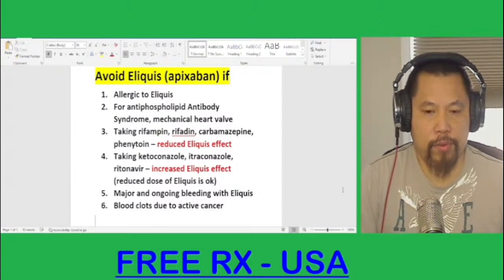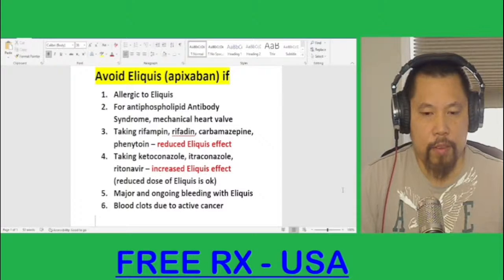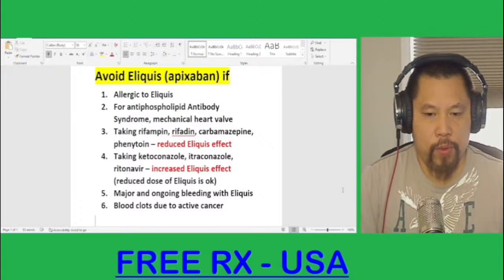You should avoid Eliquis if you have major and ongoing bleeding with the Eliquis. You should not take Eliquis for blood clots due to active cancer. Generally, if you have active cancer, you may try warfarin instead. This is just for your general information. You should check with your doctor who manages your blood thinner medication, your anticoagulant, for further instruction.